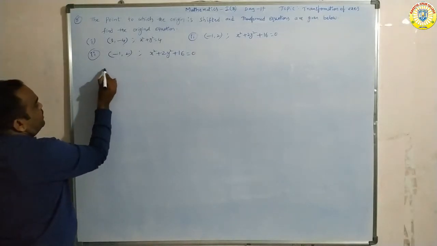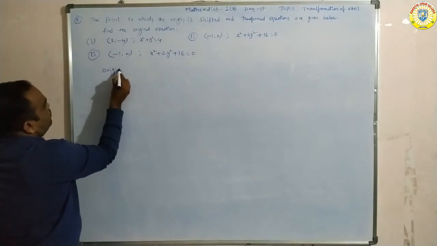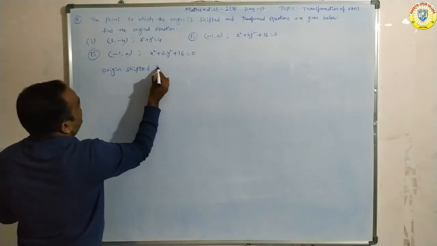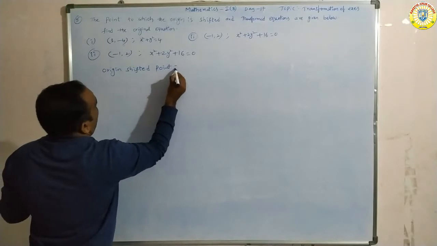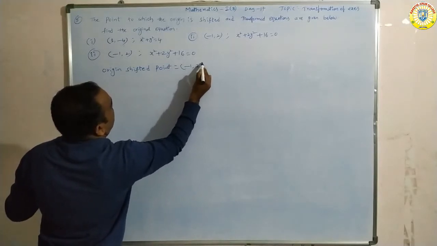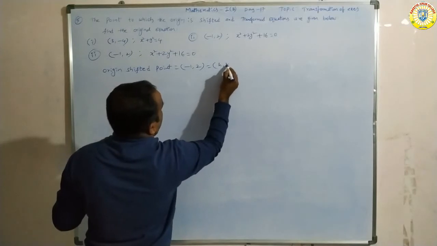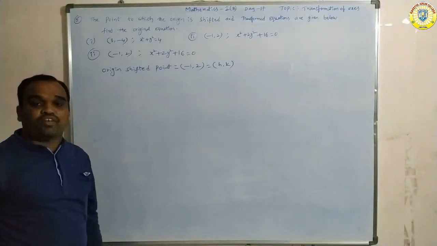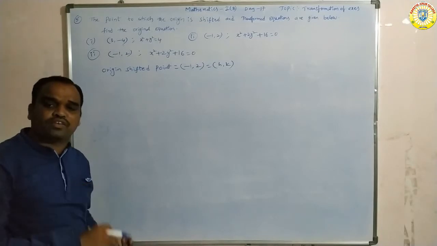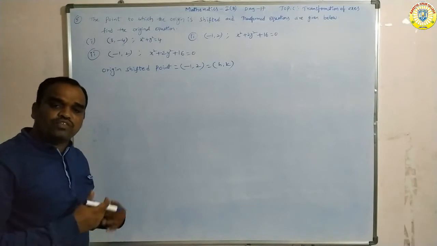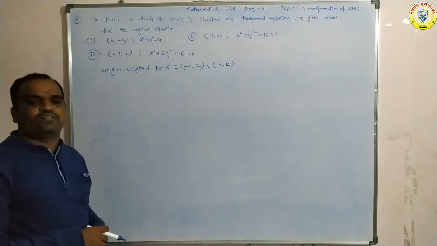Okay now. Here, the origin shifted point. What is the origin shifted point, sir? Minus 1 comma 2 is the origin shifted point. That is nothing but h comma k. Observe the question carefully. What is the given equation, transformed equation or original equation? That is what we identify first. What we want, that is also what we identify.